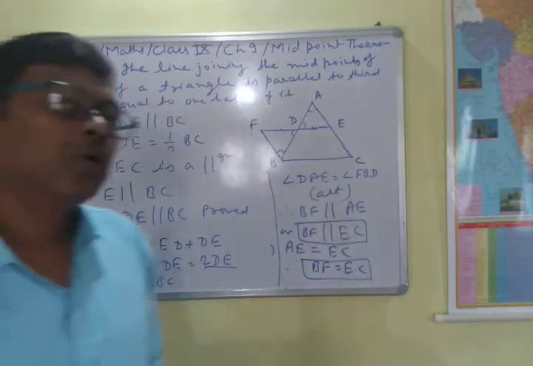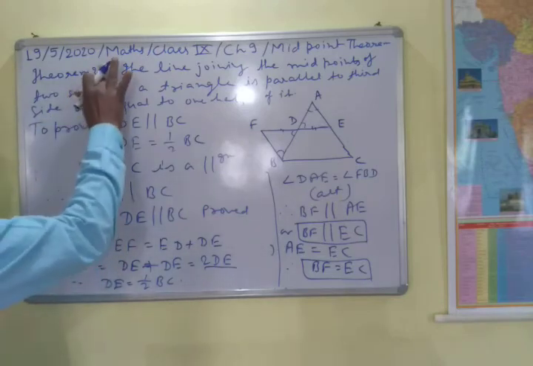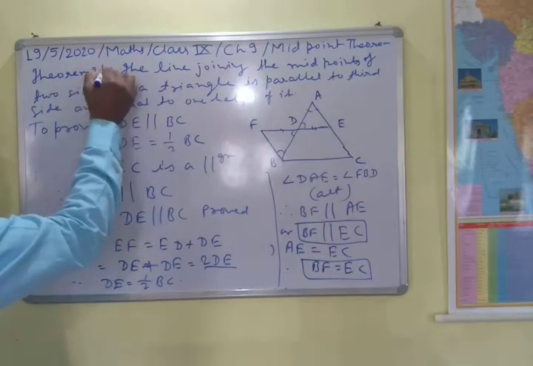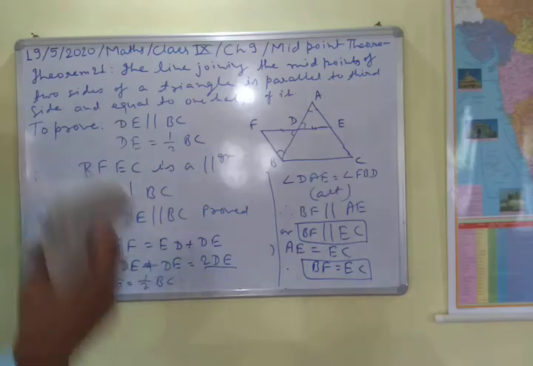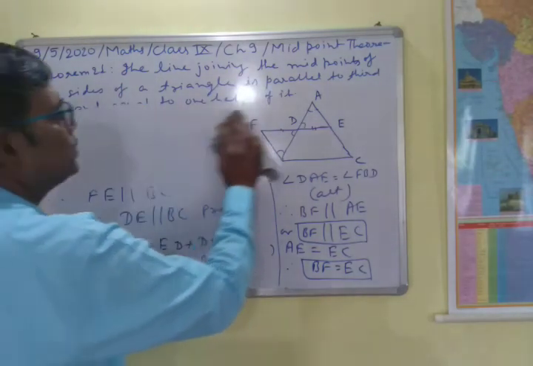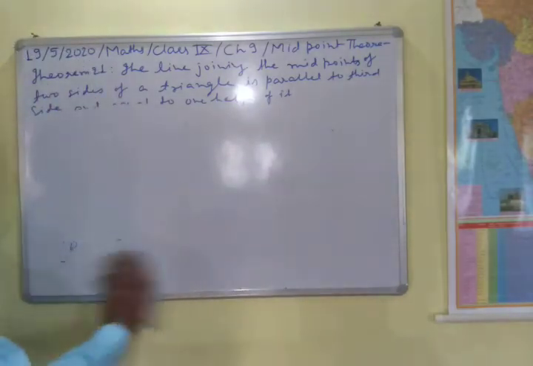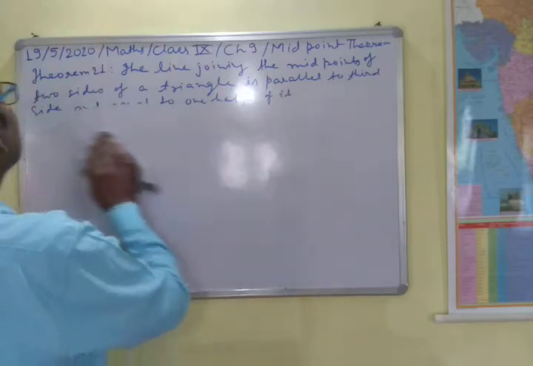And there is one more theorem, that is Theorem 21. There is a Theorem 21 also, and this theorem is the converse of this theorem. You will see it in your book, and the proof is similar in this case also.